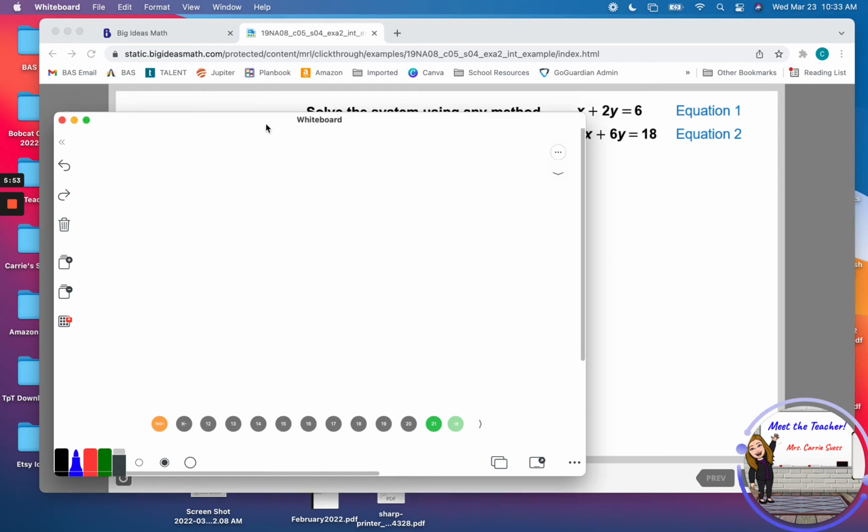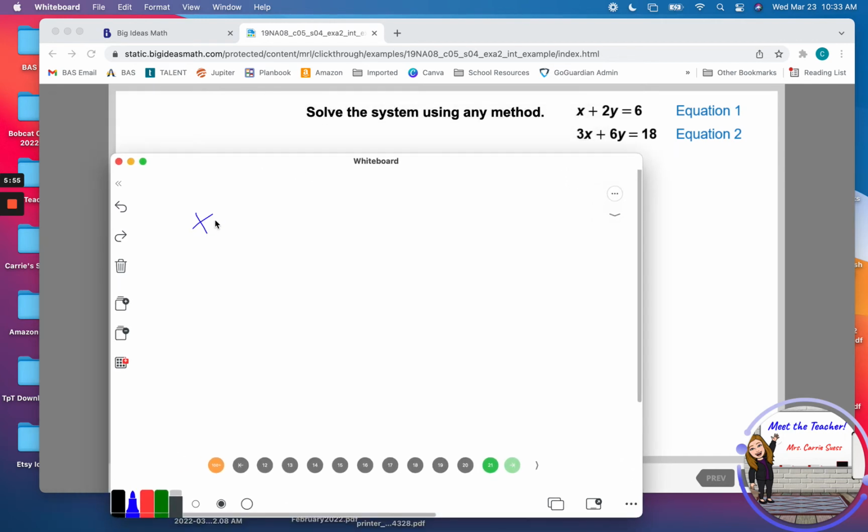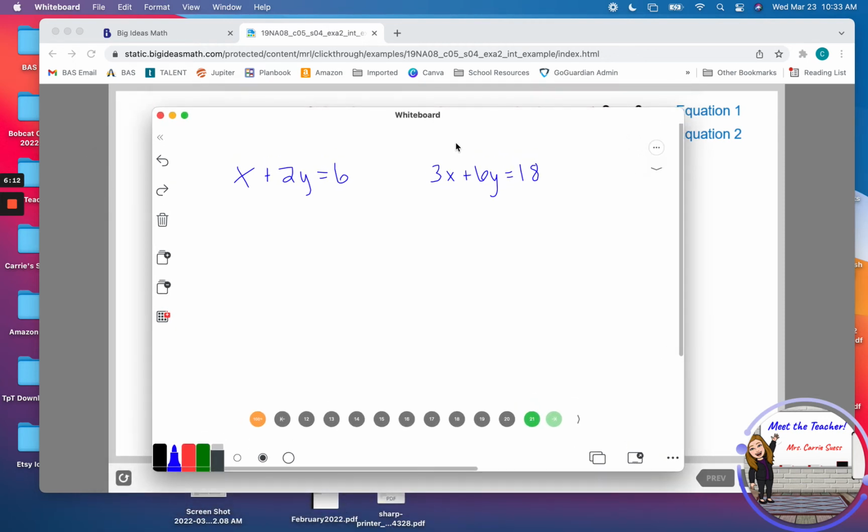So we have x, write this down, plus 2y equals 6. And then we have 3x plus 6y equals 18. All right, in order to use elimination, we need to get opposite coefficients. So, do we want to get the y's to cancel or the x's to cancel? The y's. Okay, so this is a 6y. What would I multiply times 2 to make that a negative 6? So we're going to multiply this whole thing times negative 3.